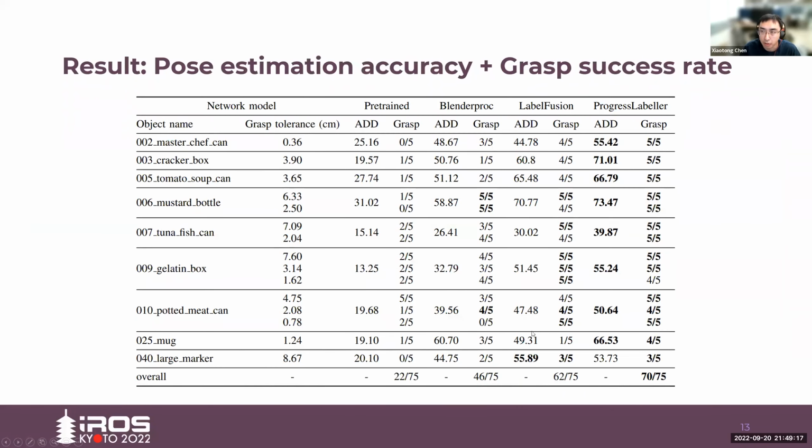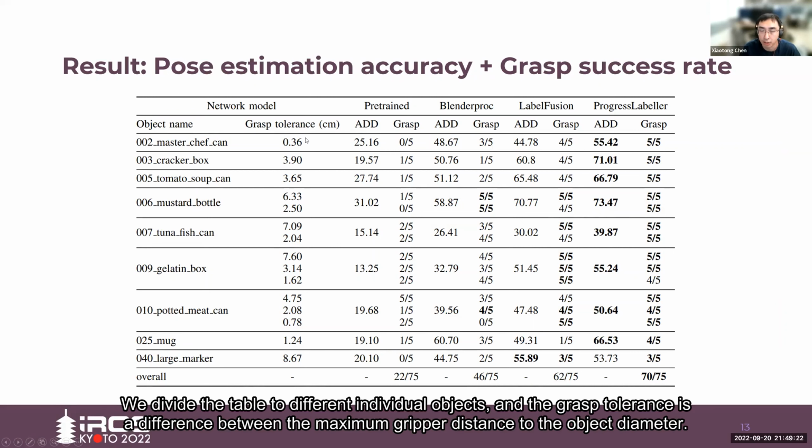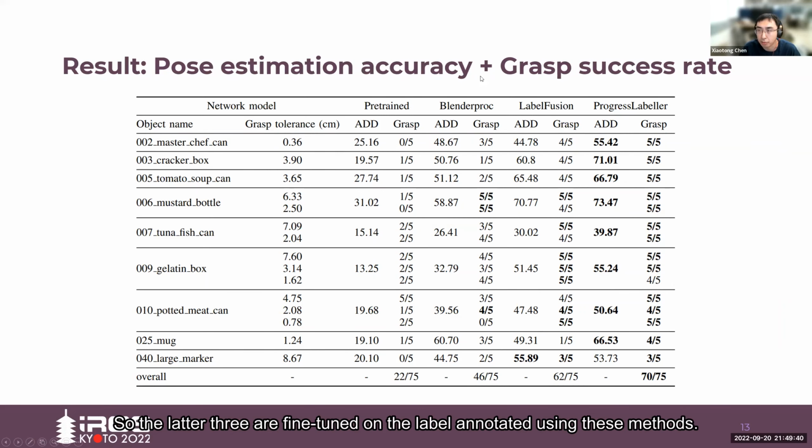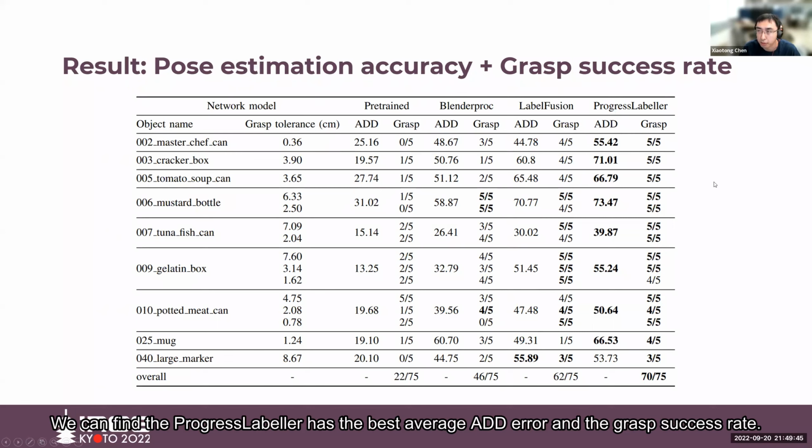These are some quantitative results. We divide the table into individual objects, and the grasp tolerance is the difference between the maximum gripper distance and the object diameter. Then we compare 4 categories: pre-trained, Blender program, Label Fusion, and ProgressLabeller. The latter 3 are fine-tuned on labels annotated using these methods. You can find ProgressLabeller has the best average ADD error and grasp success rate.